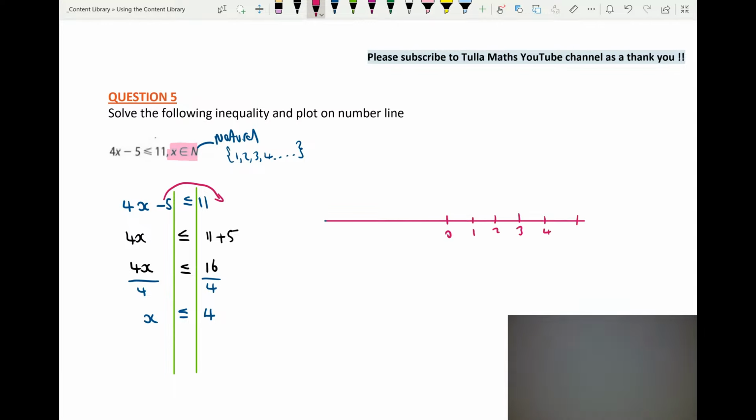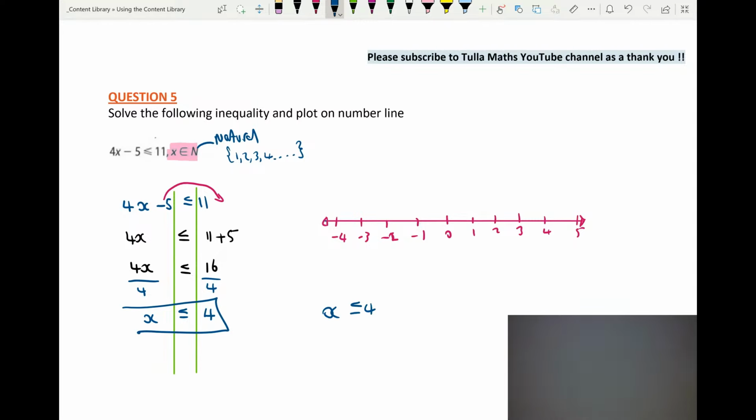Let's just go to 5, and I'll go back to the same. So it's just a very quick rough sketch here of my number line. I'll put my arrows on either end to mean it goes to infinity. So the question is saying here, x less than or equal to 4.